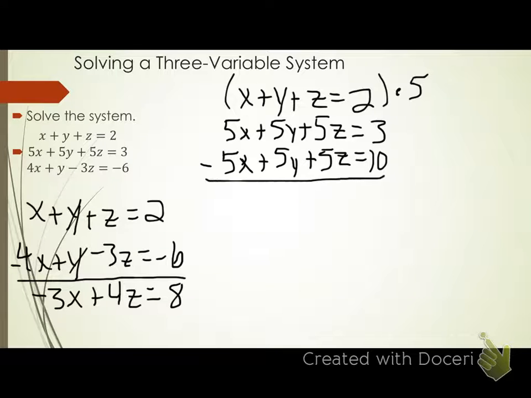Subtracting. 5x minus 5x. They cancel. 5y minus 5y. Canceled. 5z minus 5z. Canceled. 3 minus 10. Negative 7. If everything on the left-hand side canceled, what number does that leave me with? 0. Uh-oh. All my variables canceled out. I need to look at the statement that's left over. 0 equals negative 7. Is that true or false? That is most definitely false.